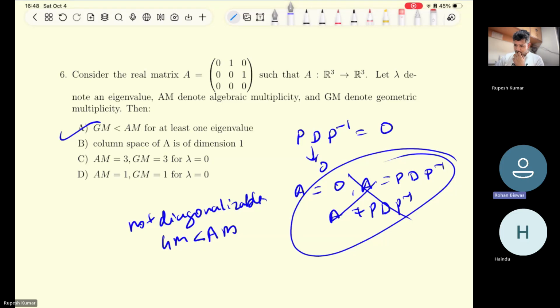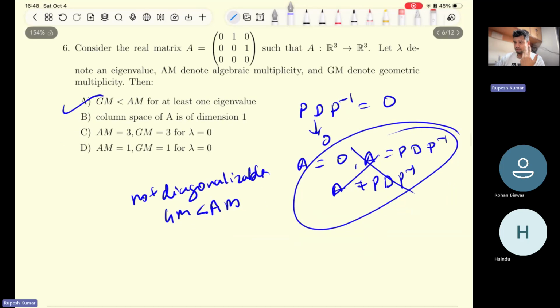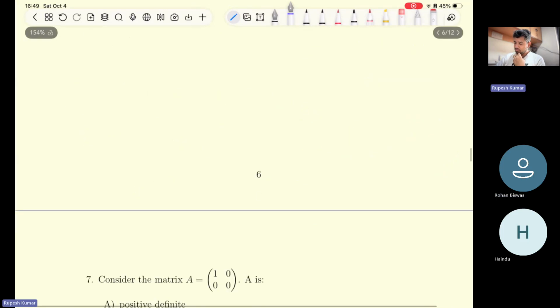So we can also see exactly what GM is. GM is exactly 2 and AM is 3 for 0, right? So basically 0 comes 3 times and you are spanning a two-dimensional null space. Anything else in this? No, sir, the rest of the things are false. Right, so let's move on to the next question.